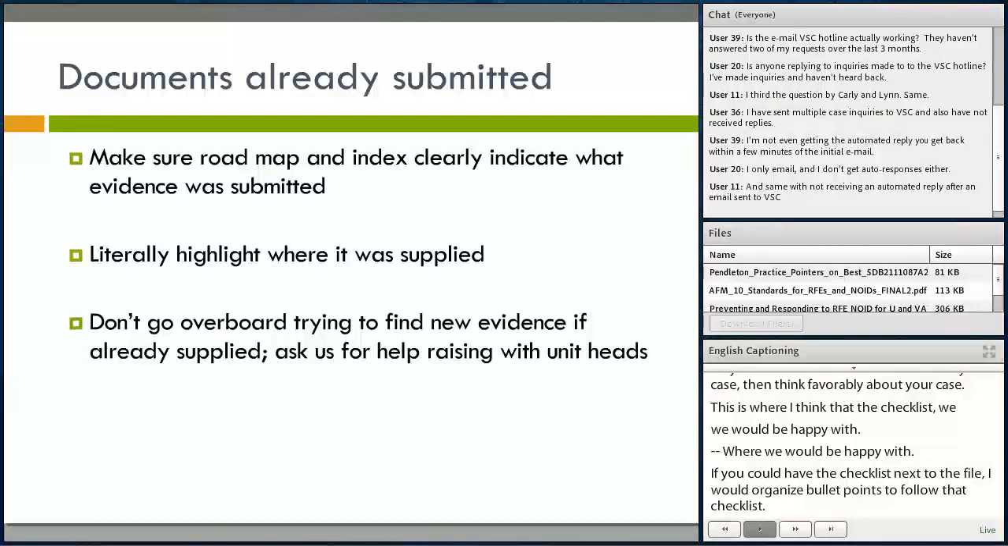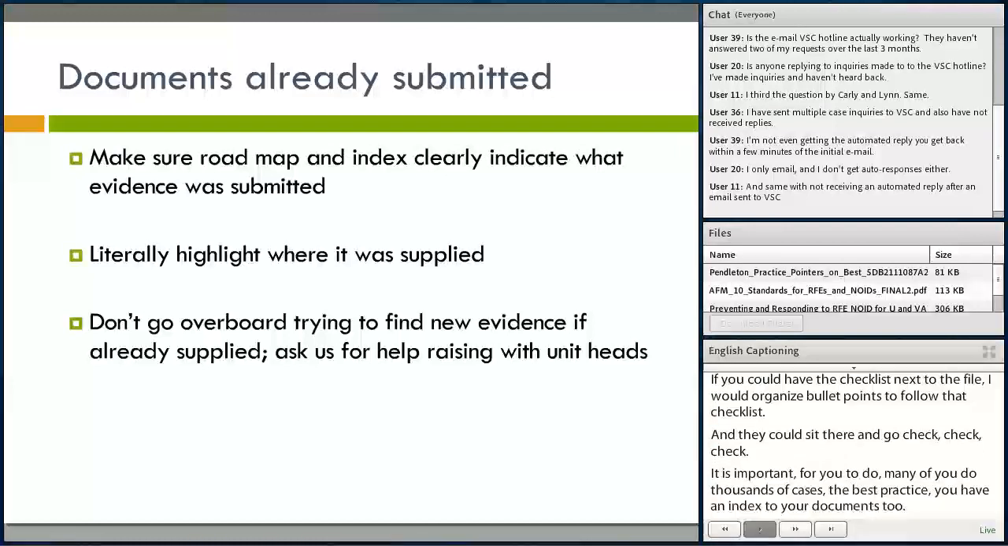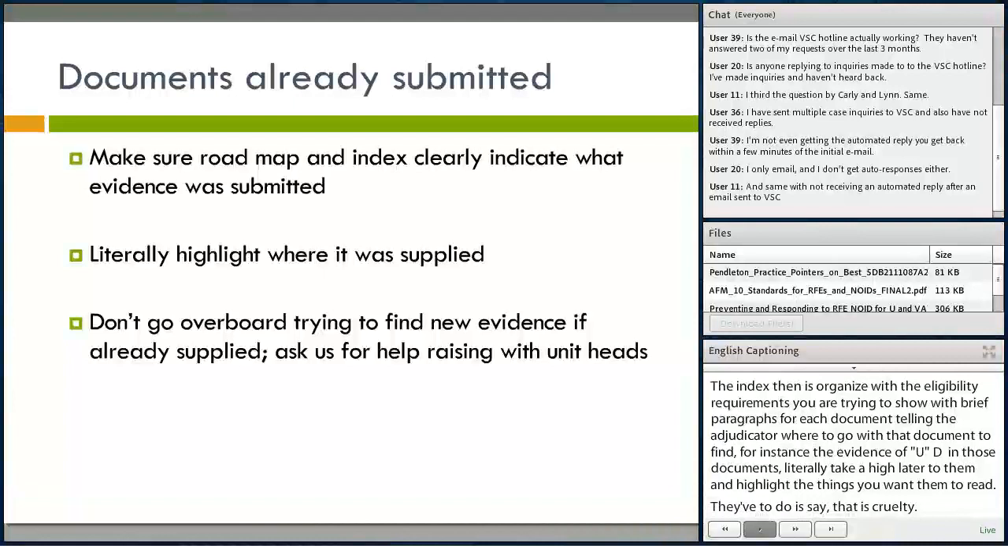The other piece I think is really important for you to do, and I know those of you who do thousands of cases, this is hard, but the best practice is you have an index to your documents too, so that the index is organized by the eligibility requirement you're trying to show, with little brief paragraphs for each document telling the adjudicator where to go in that document to find, for instance, the evidence of humiliation, degradation, whatever, as extreme cruelty. And then in those documents, literally take a highlighter to them and highlight the things you want them to read. So that all they have to do is say, okay, battery, extreme cruelty, index says I read the declaration and the corroborating declaration, I go to those declarations, I read the highlights, check, that's done.